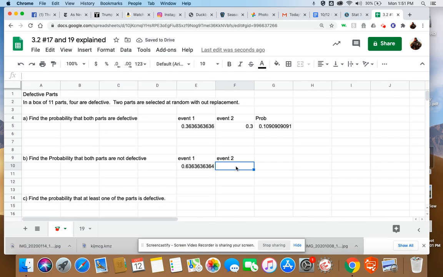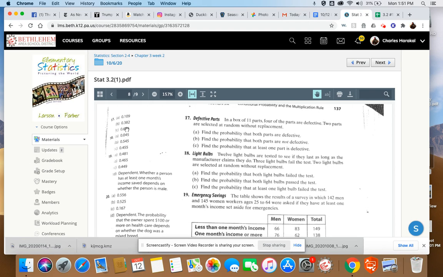And secondly here, now we have event 2. We've taken one out. We've taken a good one out, which means there's now only 6 good parts remaining out of 10 parts total. And finally, our final probability answer is going to be to multiply those 2 numbers together. Equals that cell times that cell. 0.382, if we round it off, which again is the correct answer.